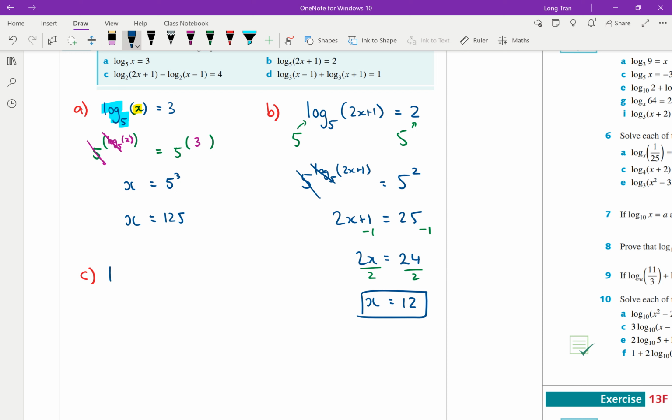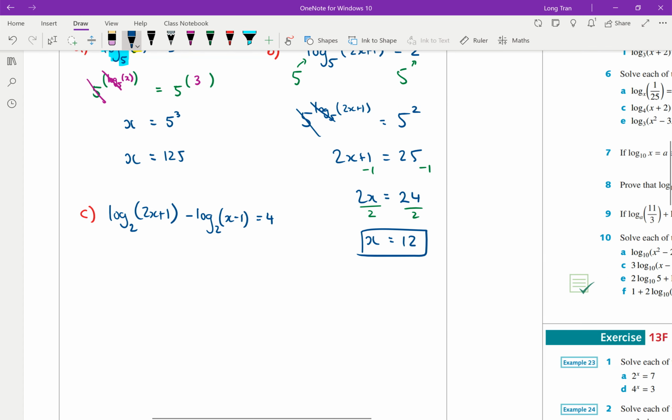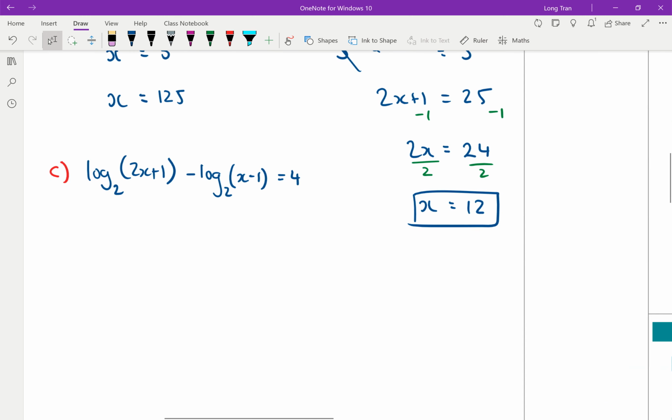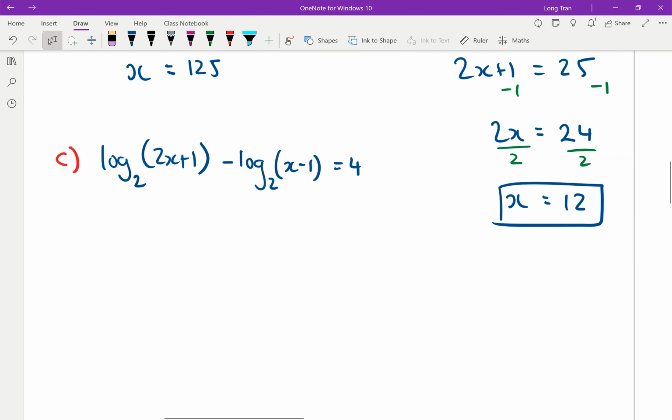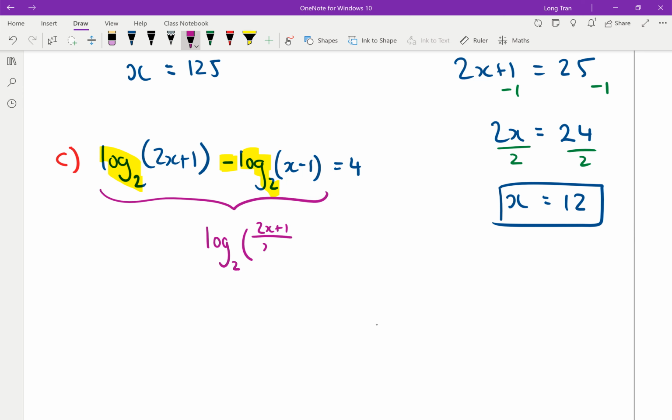I've got log base 2 of 2x plus 1 minus log base 2 of x minus 1 is equal to 4, right? So in this case, I will need to use logarithmic rules. I know that if they have the same log base 2 and I'm subtracting them with no numbers at the front, then I can combine them together and it becomes log base 2 of 2x plus 1 divided by x minus 1, is equal to 4. So I've just combined them.